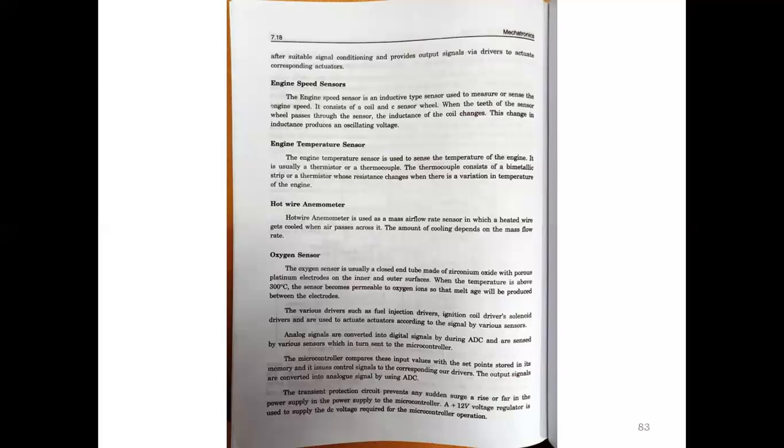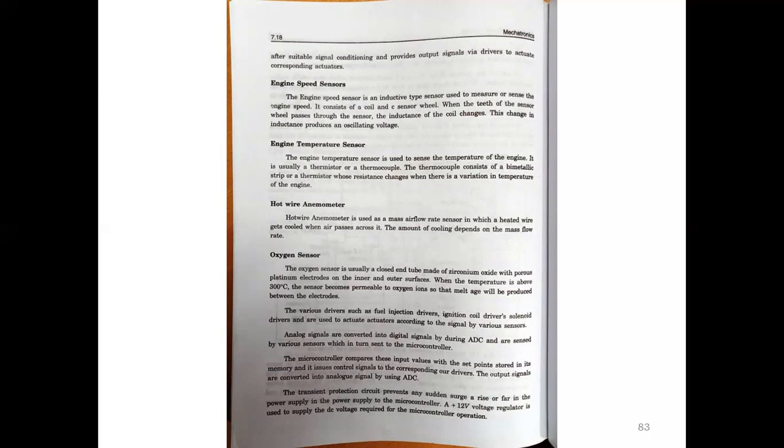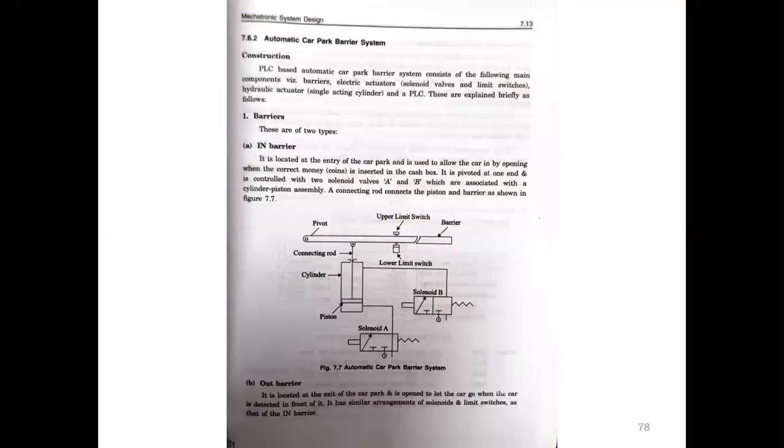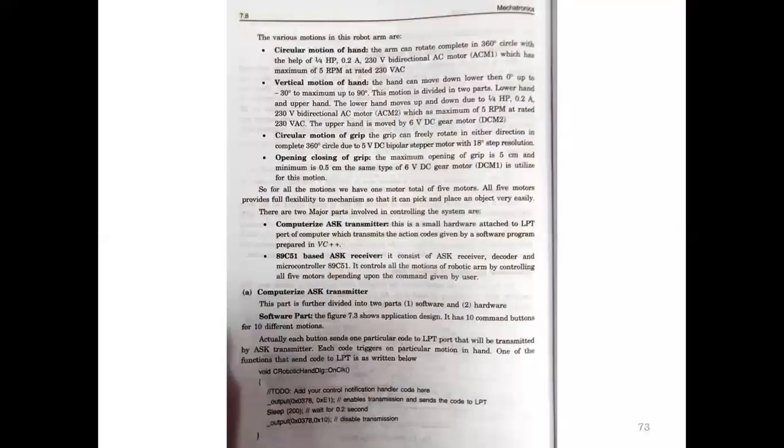Then, oxygen sensor. The oxygen sensor is usually a closed end tube made of zirconium oxide with porous platinum electrodes on the inner and outer surfaces. When the temperature is above 300 Celsius, the sensor becomes permeable to oxygen ions, so that a voltage will be produced between the electrodes. These are the conditions of the oxygen sensor. Okay, let's see other sensors in this topic.